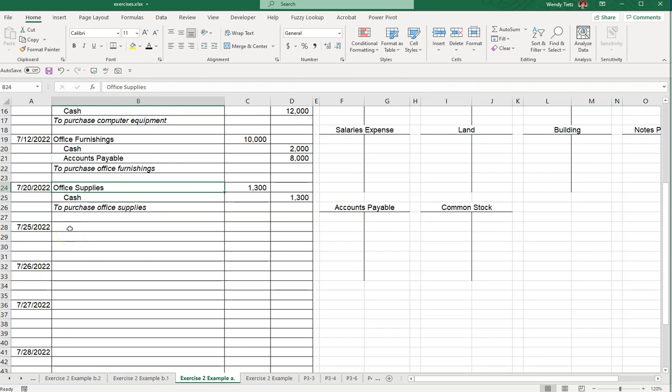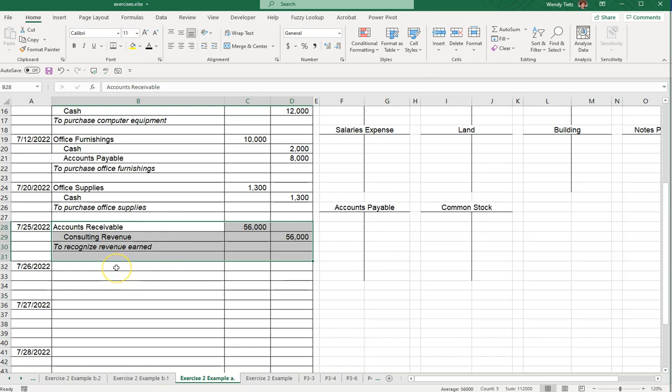Our next transaction, July 25th, they billed customers for consulting services provided. So they did work. This company, Hardy Consulting, did work, and they billed their customers. So when we bill customers, that's accounts receivable. So accounts receivable is an asset. It's amounts that our customers owe to us, and that's $56,000. And then the credit is consulting revenue. We earned revenue because we performed services. So that's where that credit comes from.